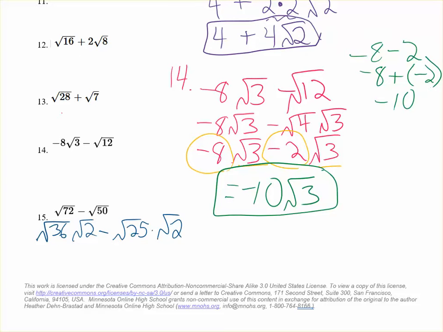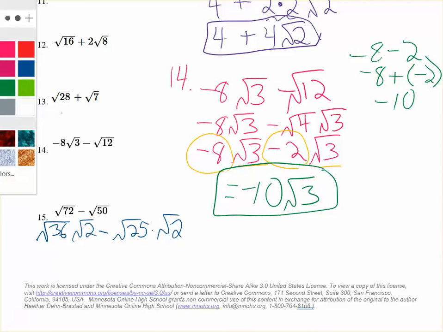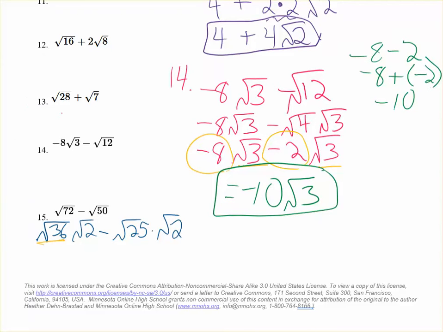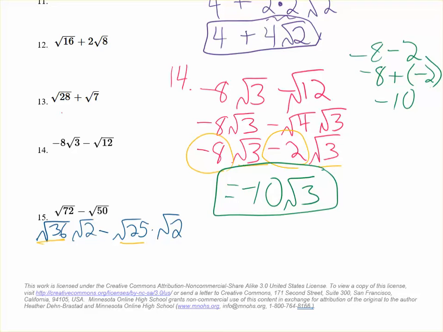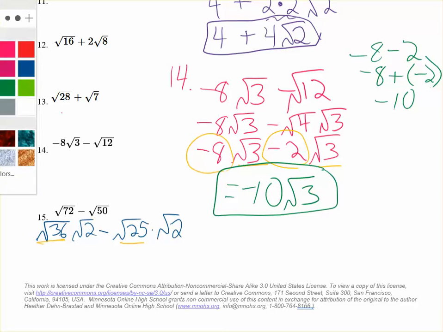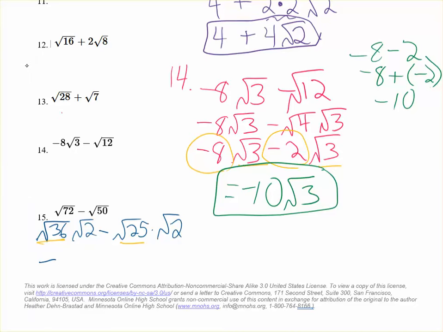Then you are going to simplify those perfect squares. The square root of 36 can be simplified to a whole number, an integer answer, and the square root of 25 can also be written as a whole number because those are perfect squares. Once you do that, you will have that number, whatever you get, times the square root of 2 minus whatever you get for the square root of 25 times the square root of 2. So again, like in 14, you're going to end up with like radicals. You have the square root of 2 on both terms.